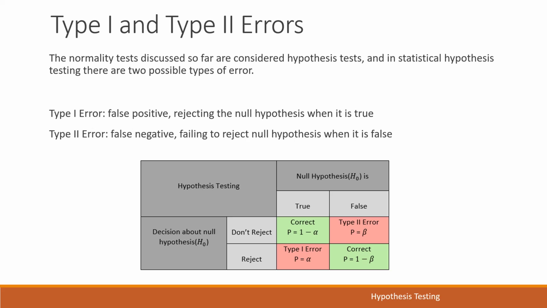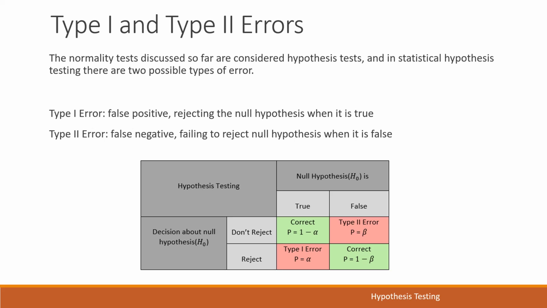This chart is often used to explain type 1 and type 2 errors, and it is great for that. So in your rows, that is your decision about the null hypothesis. You can either choose to reject or not reject. Well, not reject or reject in this case. And then the columns represent what the actual value of the null hypothesis is.